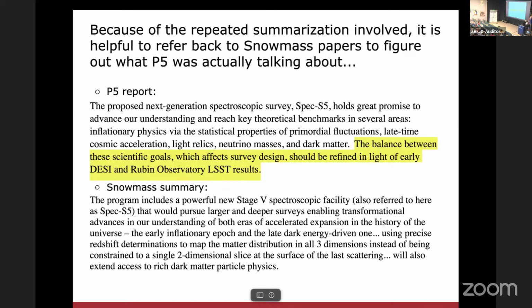And P5 kind of highlighted that, right? They talked about different science goals for SPEC-S5, but also about how we need to determine the balance between those goals. Once we've seen the DESI data, once we've seen early Rubin LSST results, because it's hard to predict what 10 years from now the key science is going to be.